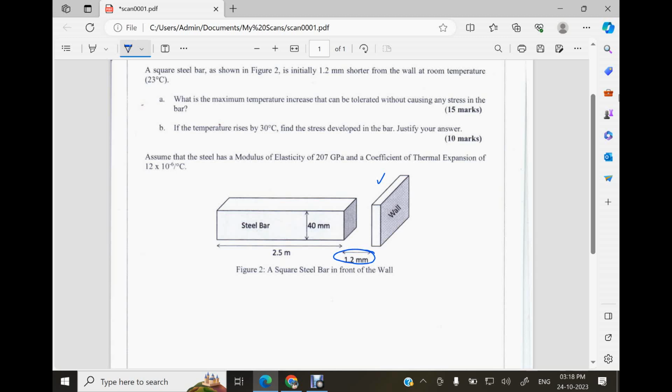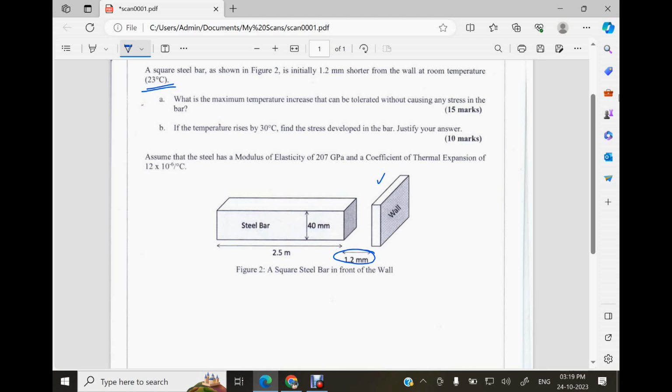Room temperature is how much? Room temperature is 23 degrees Celsius. Now he wants me to find out the maximum temperature increase that can be tolerated without causing any stress in the bar. This means the maximum distance the bar can expand when the temperature rises is 1.2 mm. Only that much it can expand. Because if it crosses that 1.2 mm, then obviously there will be some compressive stress.